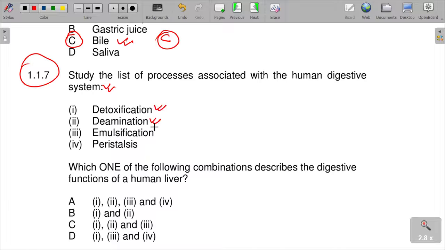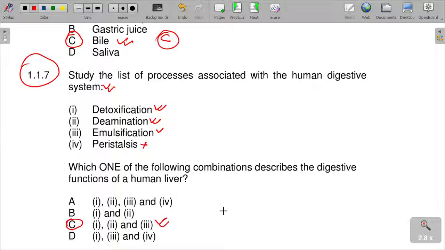And then 2, deamination, it is correct. And then 3, emulsification, it is correct. And then the liver is not involved in what? In peristalsis. Peristalsis takes place through the gut and the intestinal and stomach part. They are the ones that do peristalsis. So peristalsis is not involved. Hence, our answer is C.